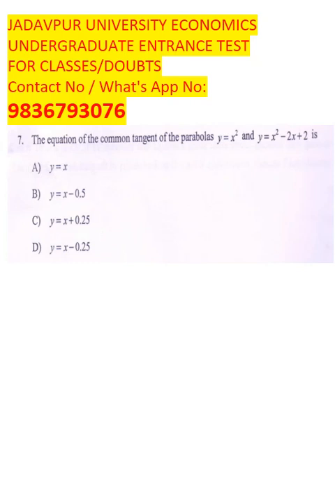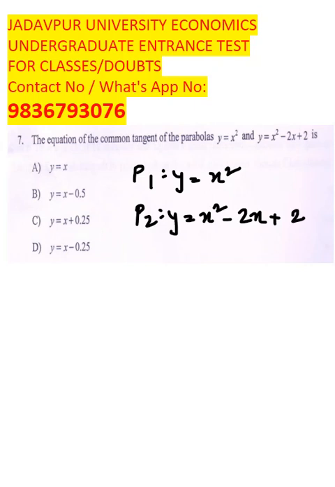Question number 7. Here we are given two parabolas. P1 is y equals x square, and P2 is y equals x square minus 2x plus 2. We have to find a common tangent to both the curves.